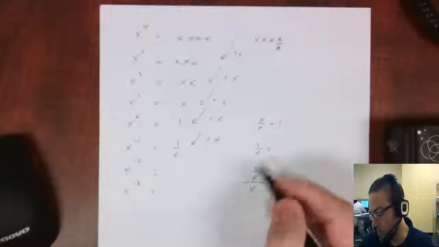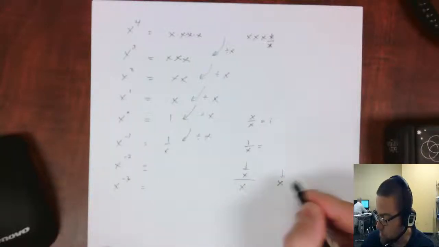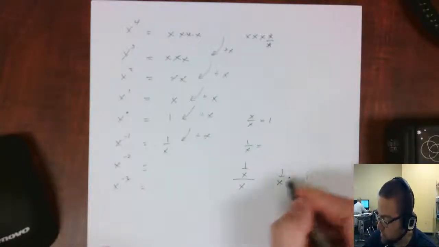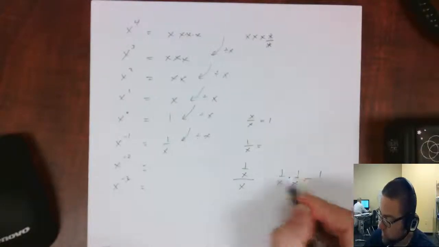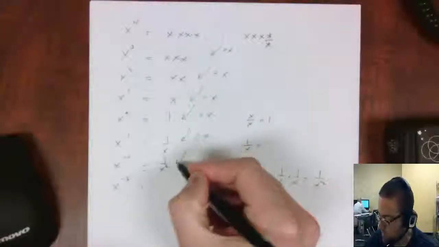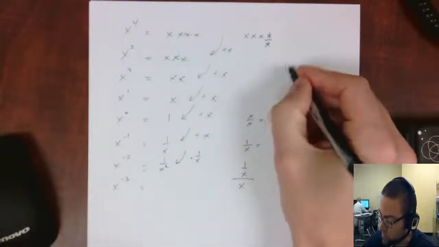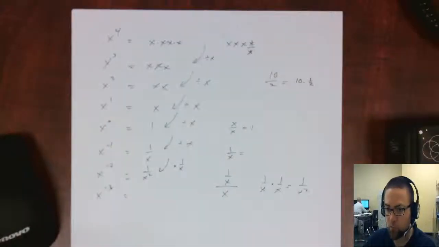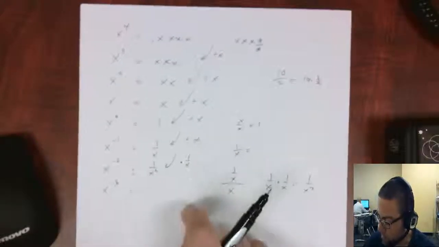And then what if I took 1 over x and divided it by x? Okay, so we have to go back to our definition: division is the same as multiplying by the reciprocal. So if I divide by x, it's the same as multiplying by its reciprocal, which is 1 over x. So I get 1 times 1 is 1, x times x is x squared. So dividing by x is the same as multiplying by 1 over x. That's like dividing by 2, right? 10 divided by 2 is the same thing as 10 times a half. Dividing is the same as multiplying by the reciprocal, flipping the fraction over.